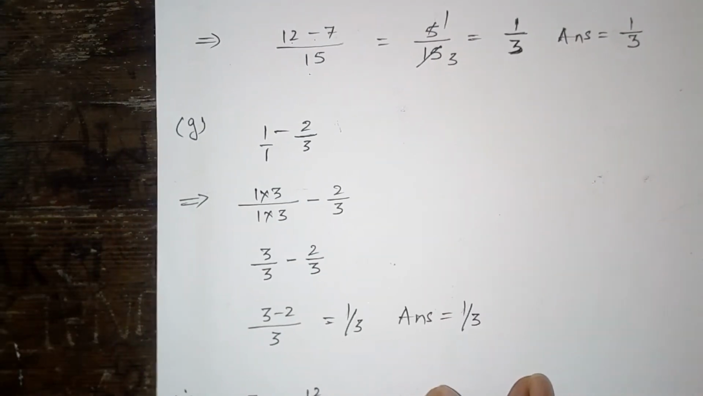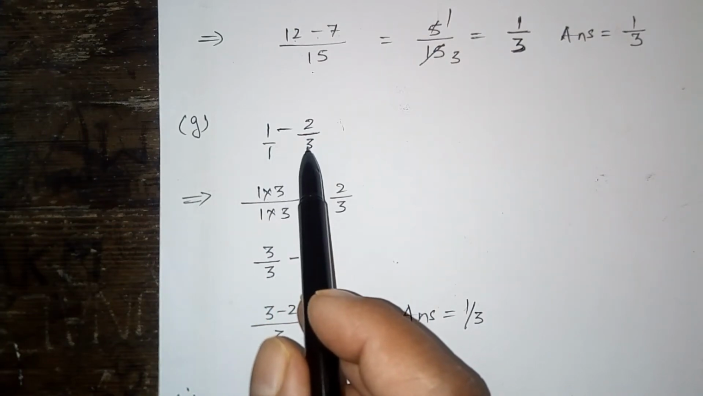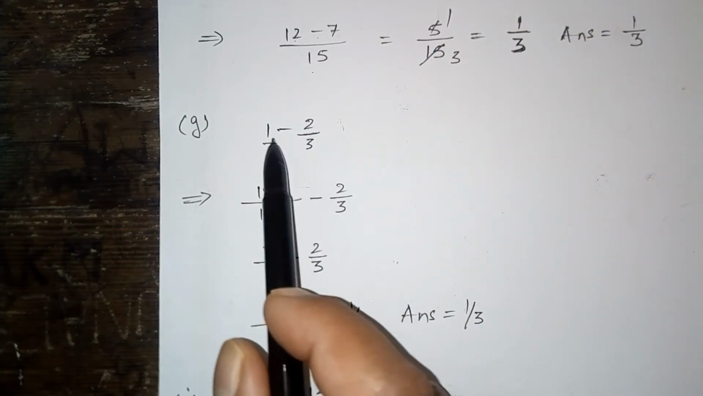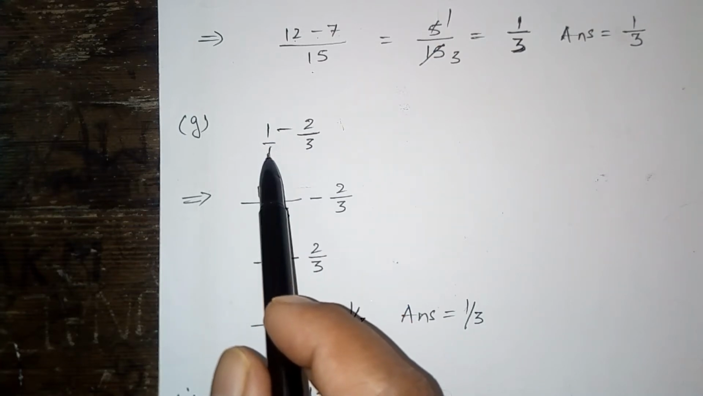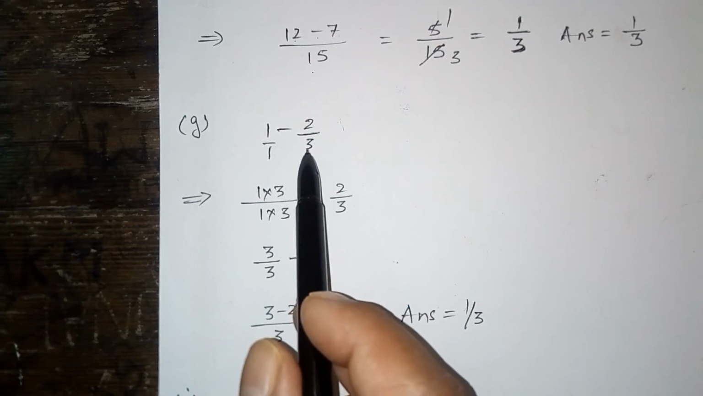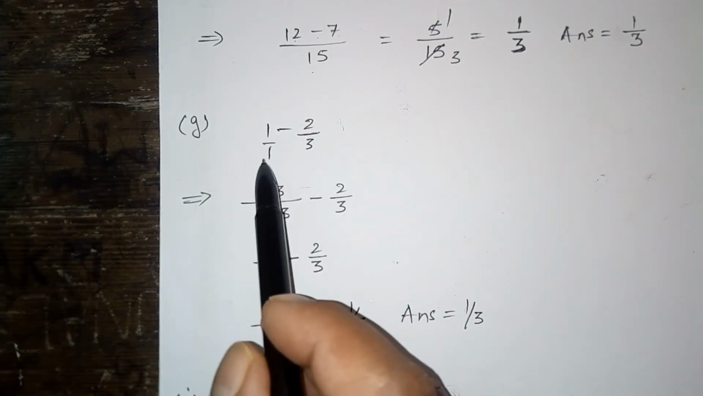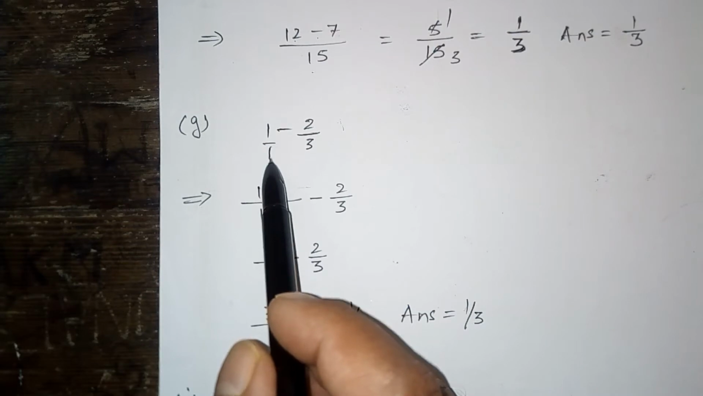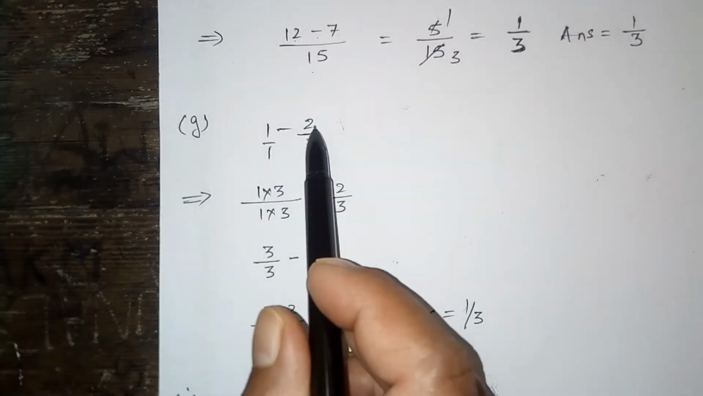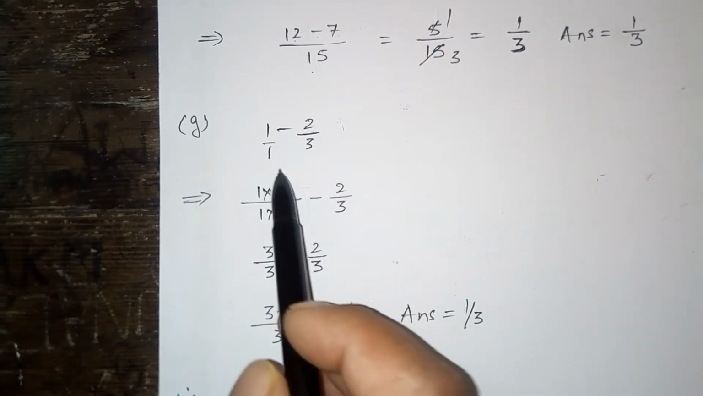My dear students, your question is 1 minus 2 upon 3. We can write 1 as 1 upon 1, so 1 upon 1 minus 2 upon 3. Now look here, it is 1 upon 1. In 1 upon 1, 1 is numerator and this one is denominator. In 2 upon 3, 2 is numerator, 3 is denominator. So what will you do?